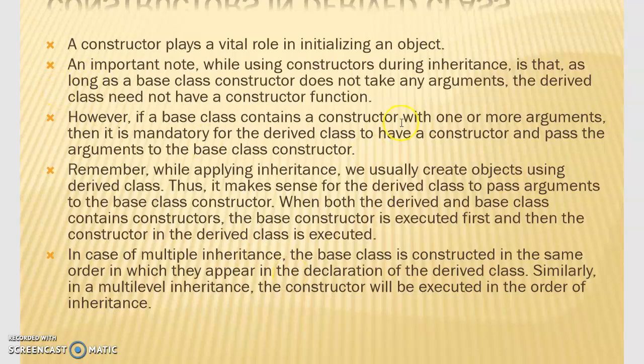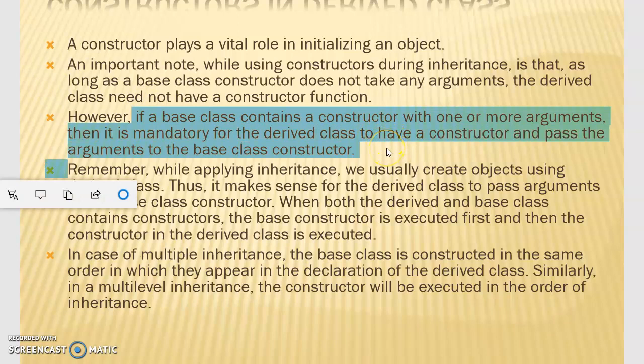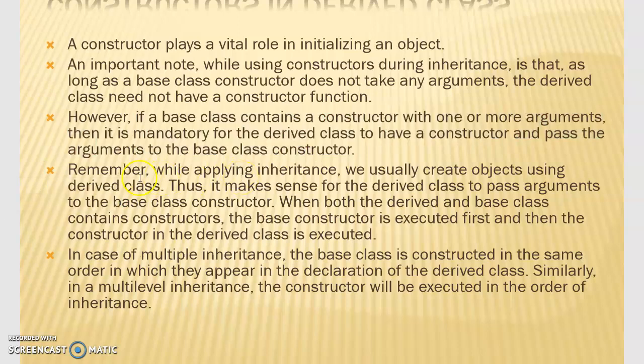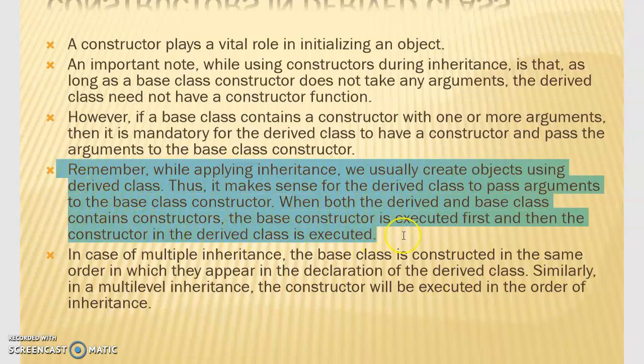Coming back to this PPT, what we said right now is iterated in this set of lines. If a base class contains a constructor with one or more arguments, then it is mandatory for the derived class to have a constructor and pass the arguments to the base class constructor. That exactly happened in the program that we showed. Remember, while applying inheritance, we usually create objects using the derived class. As seen in the program, the object belongs to the derived class, and it makes sense for the derived class to pass arguments to the base class constructor.